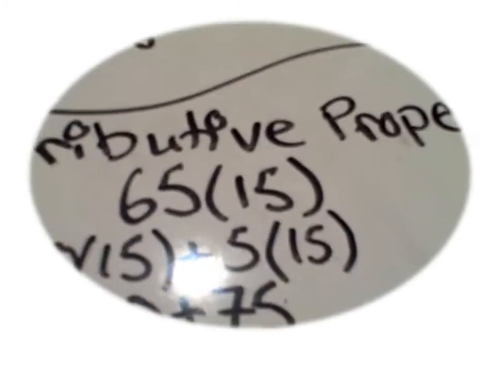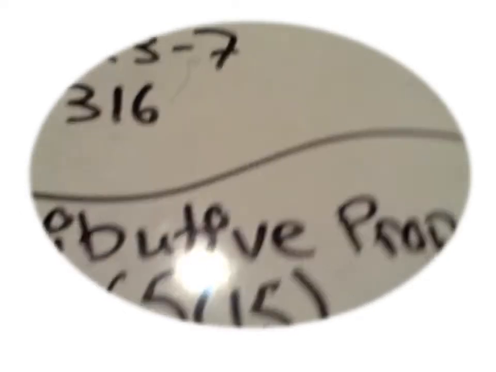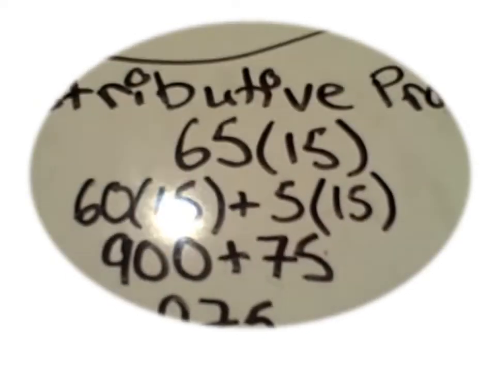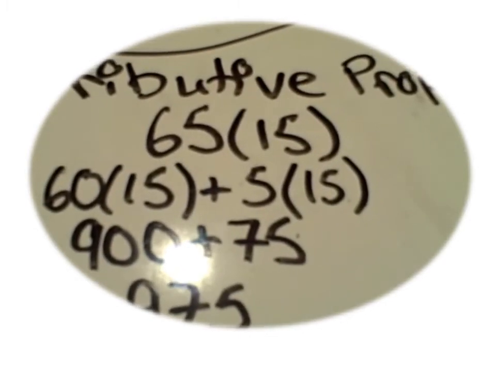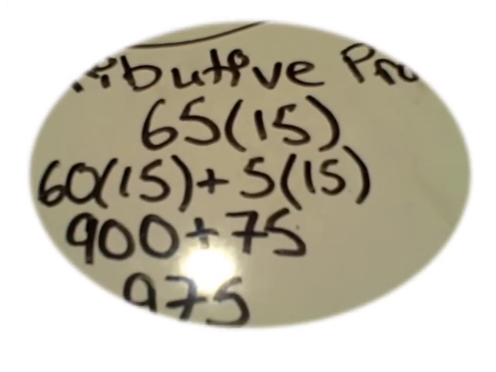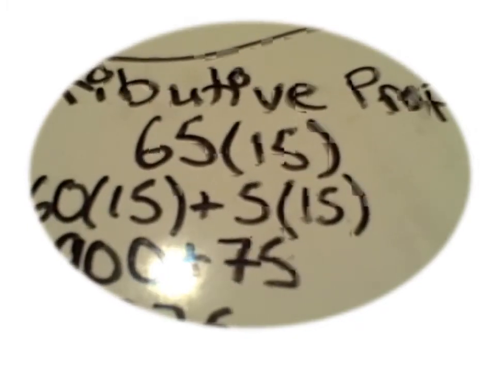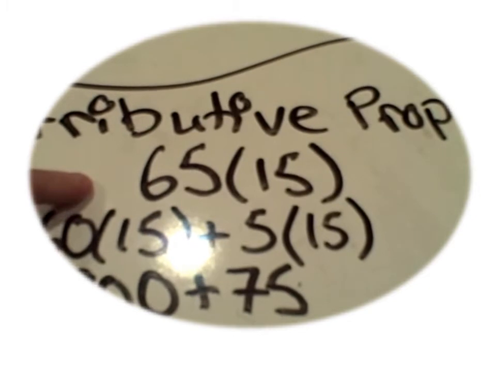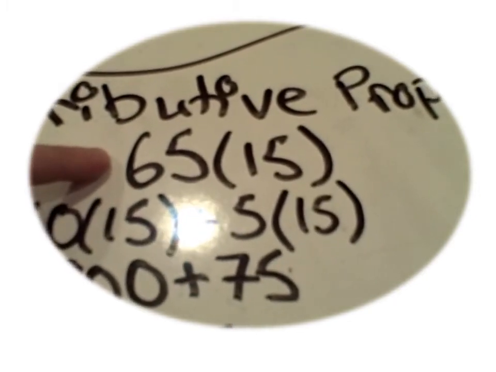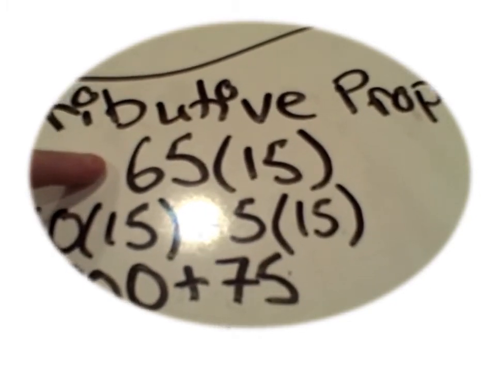Next is the distributive property, which is distributing numbers so that you can easily find the answer to the equation or expression. So we're going to start out with 65 times 15. 65 is the solution to 60 plus 5.